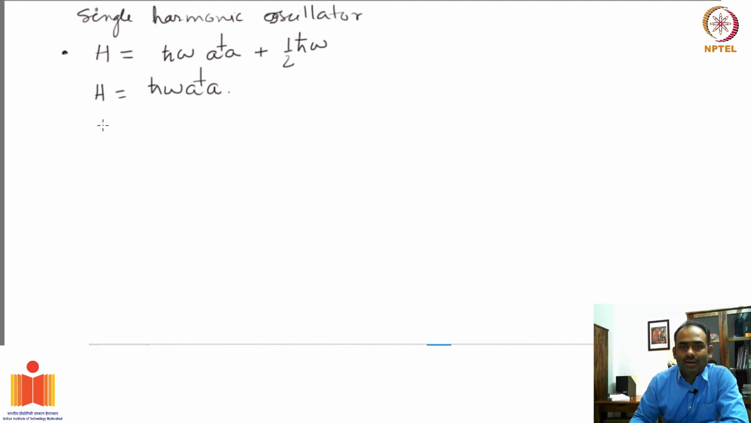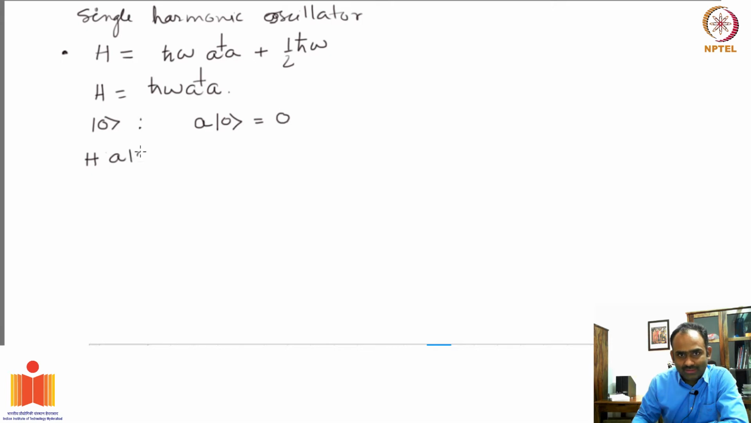Okay. Now you define a state ket 0 by saying that this state is such that if you take the operator a and act on this, then it annihilates it. Okay, that's the definition of the ket 0, this ground state. And then you may ask, is it an eigenstate of the Hamiltonian? So let's see.